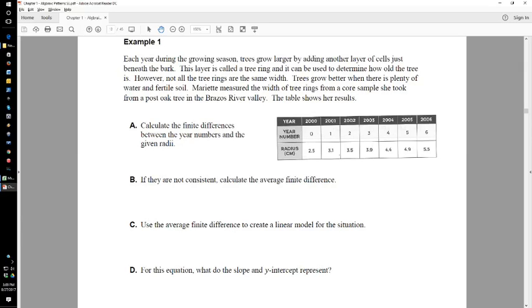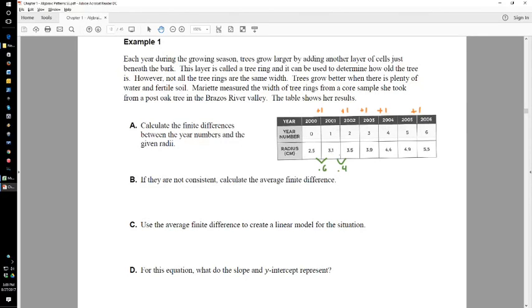Okay, so it says calculate the finite difference between the years and the given radii. All right, for both the years and the given radii. Well, hopefully, real quick, you can notice that these are all plus 1, plus 1, plus 1, plus 1, all the way down, plus 1. So the x values don't change. The y values, however, 3.5 to 0.1 is 0.6.